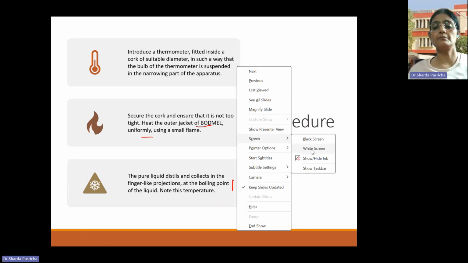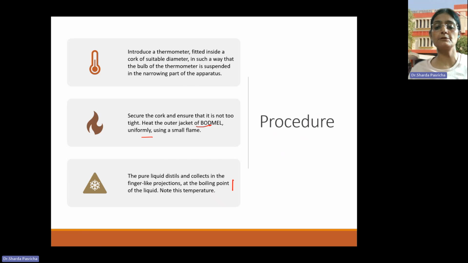So I think I have explained both the procedures, simple distillation as well as the Thiele method, for determination of the boiling point of the liquid. I hope now you will be able to perform this experiment in the lab. Let us start doing it in the lab now.